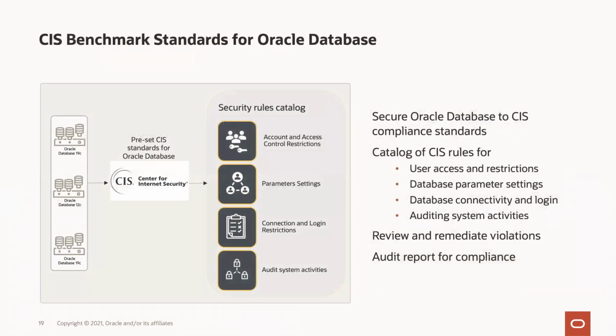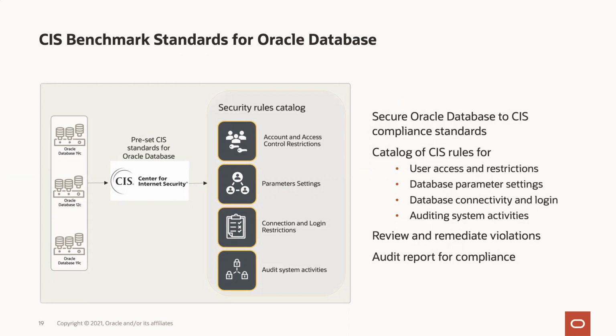I'll quickly walk through some details for a few of these out-of-the-box standards. I'll start with the CIS benchmark for databases. With CIS benchmark, there are about 117 unique security controls spread across various areas like user access and restrictions, database parameter settings, database connectivity and login, and auditing system activities. Each configuration group defines detailed requirements to ensure secure configuration of Oracle database targets.